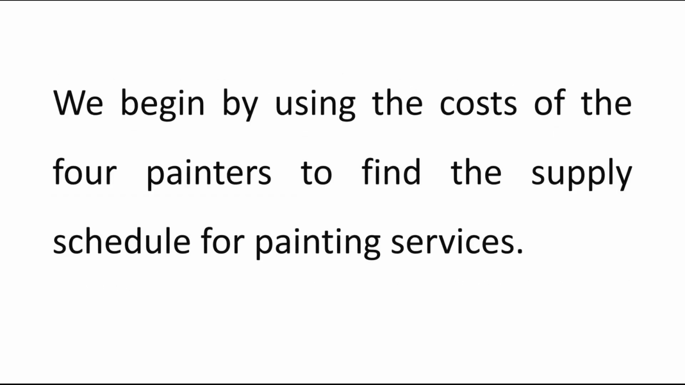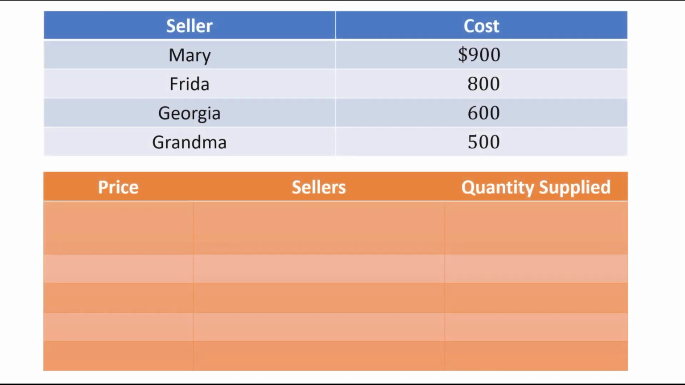We begin by using the cost of the four painters to find the supply schedule for painting services. So here we have given the cost of these four sellers, and now we will use this table to find the supply schedule for painting services. Let's again revise the concept of the cost. What is cost? Cost is basically the lowest price which a seller would accept for selling her services.